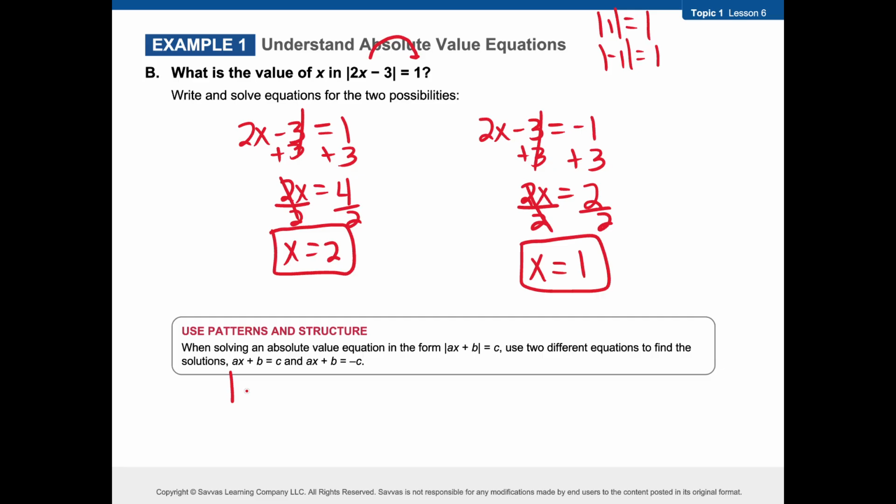You can check your work. Absolute value of 2 times 2 minus 3. Is that going to give me a positive 1? 2 times 2 is 4. 4 minus 3 is 1. Absolute value of 1 is 1. Yes. 2 times 1.